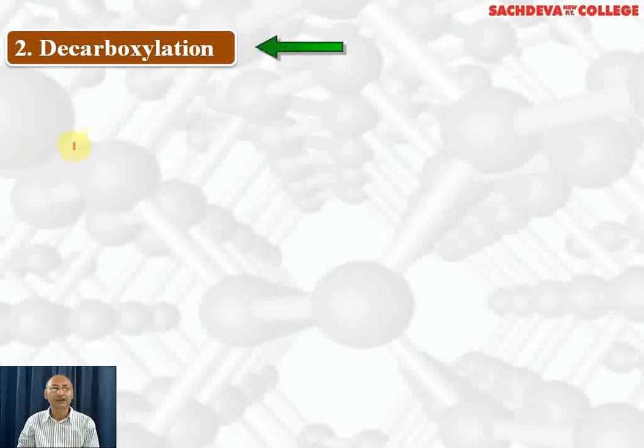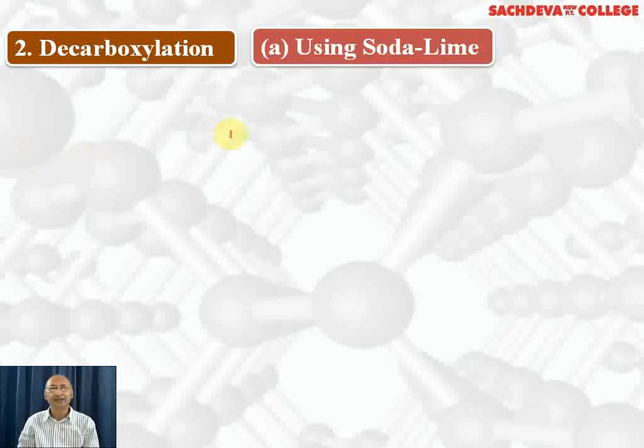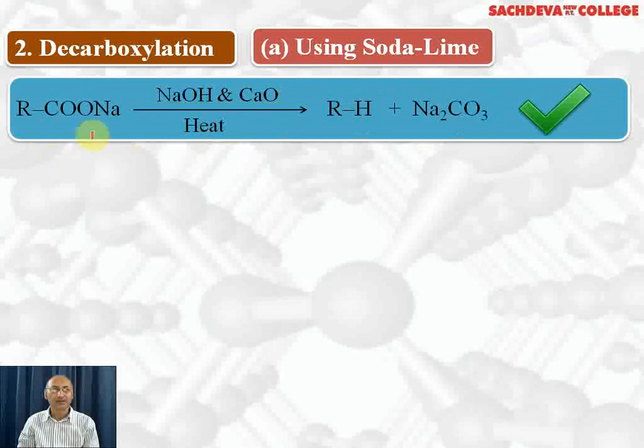Next we are taking decarboxylation. Decarboxylation means removal of carbon dioxide. This can be done by using soda lime. Carboxylic acid when heated with soda lime, that is NaOH and CaO, we get hydrocarbon plus Na2CO3. Since CO2 is lost, that is why we call it decarboxylation.